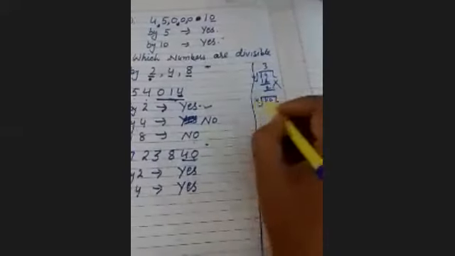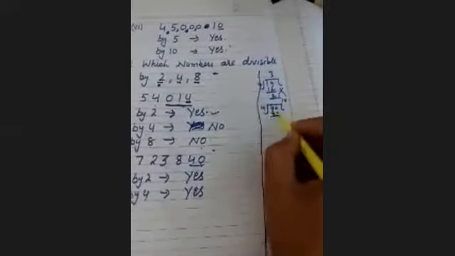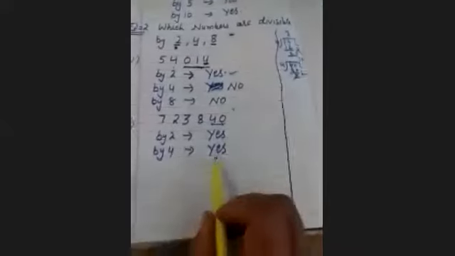Now divisibility by 4. By 4, the last 2 digits are 40. 40 divided by 4 we'll get 10. So the answer is yes. You can check 40 divided by 4: 4 10s are 40, remainder is 0. So the answer is yes. Now check divisibility by 8.